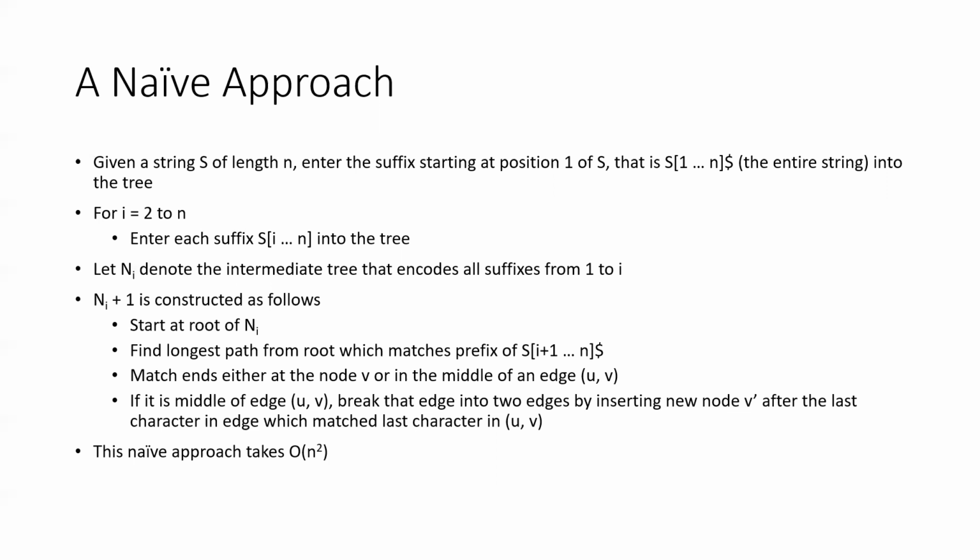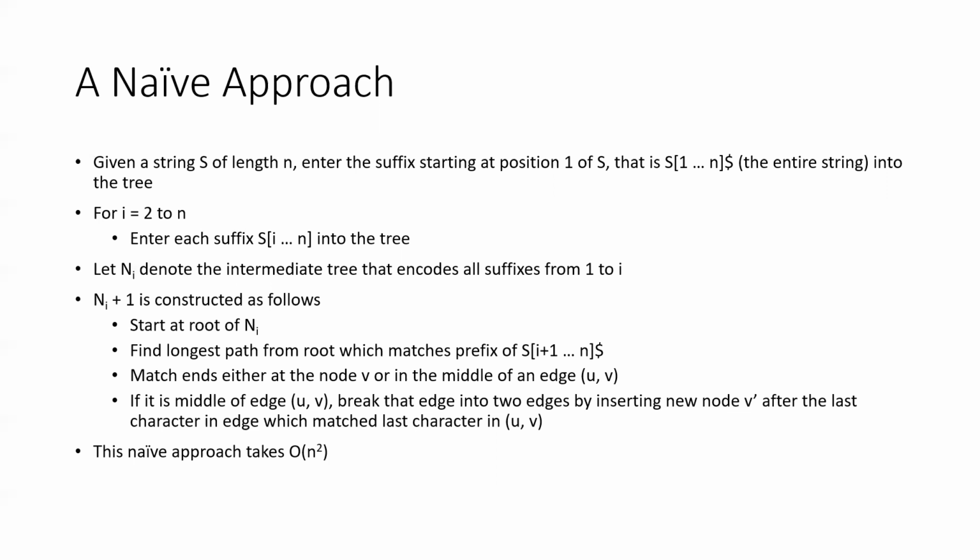If we end in the middle of an edge, we are going to break that edge into two edges by inserting a new internal node v. That internal node gets inserted after the last character that matched exactly. Put a new node there, and make a new edge for the characters that didn't match. That's the naive approach, fairly basic, pretty easy to follow. This approach takes quadratic time, so not great, not what we want, but this gives us somewhere to start.